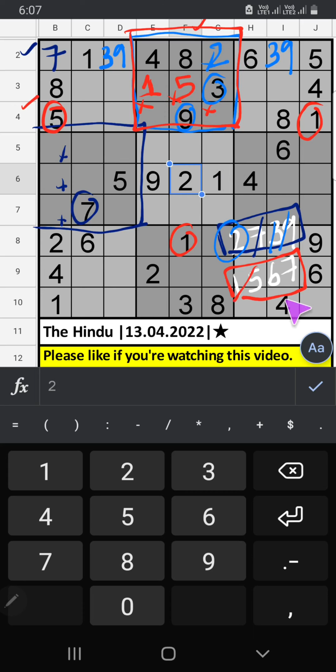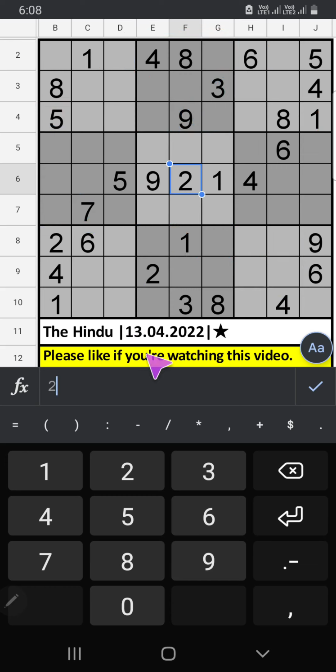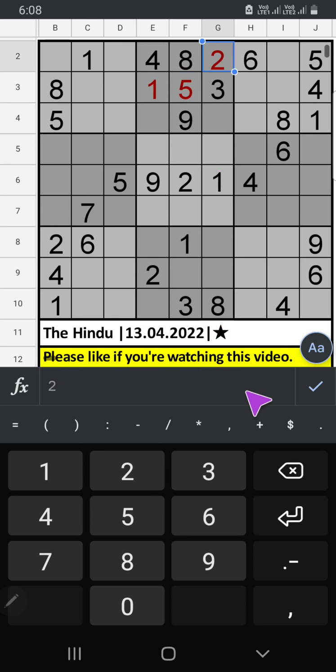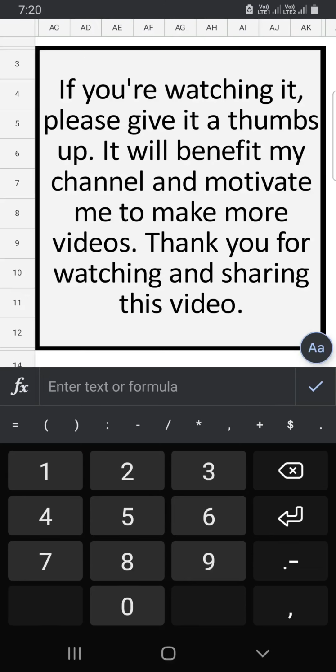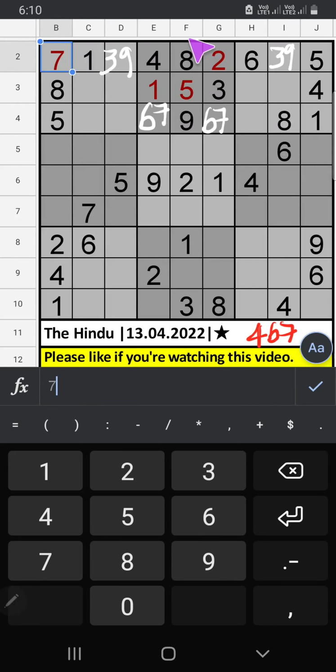Then only 2 numbers are remaining, 6 and 7. It will come in any of the 2 cells. We will confirm later. Column F, 3 numbers are remaining: 4, 6, 7.